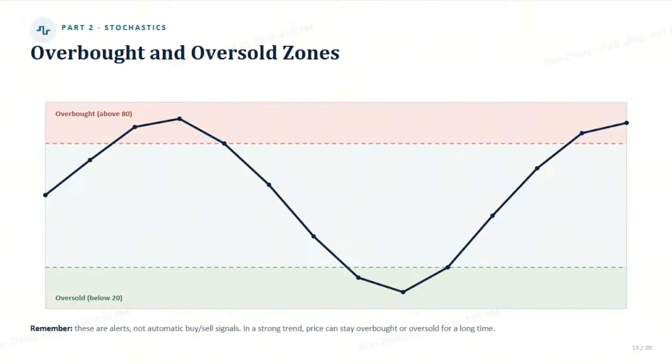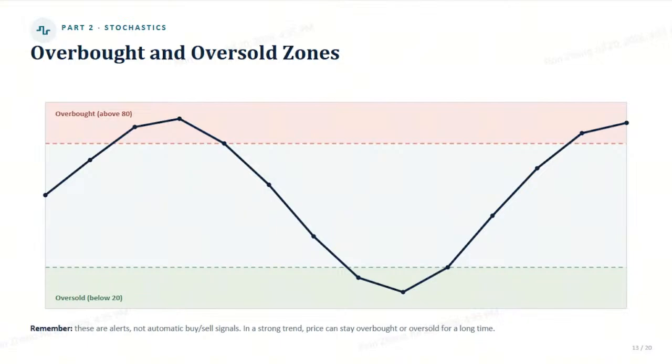Now for the interpretation that most people learn first, and also the one that's most commonly misunderstood. When stochastics is above 80, the asset is considered overbought, meaning price has been closing consistently near the top of its recent range. When it's below 20, it's considered oversold, closing near the bottom of its recent range. Here's the critical warning I want to give every beginner. Overbought does not automatically mean sell now, and oversold does not automatically mean buy now.